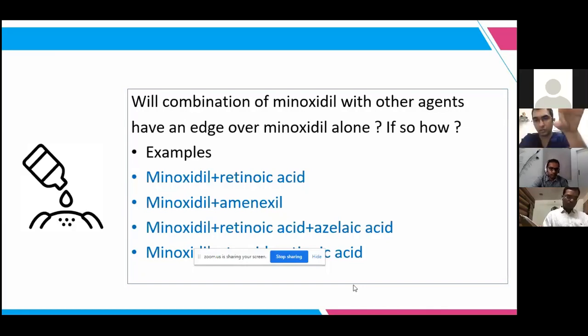If a patient has conventionally used minoxidil 5% and is not happy with it, and for a few of the hair transplant patients, wherein I encourage them to take oral minoxidil, if they are not ready to take it, then I give the topical combination of that.